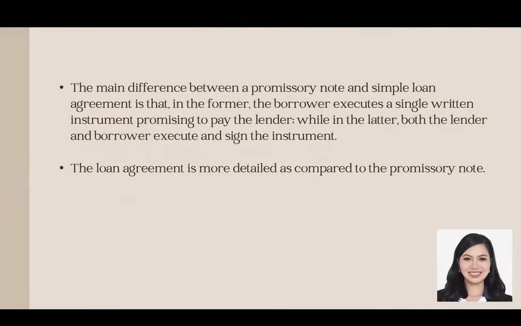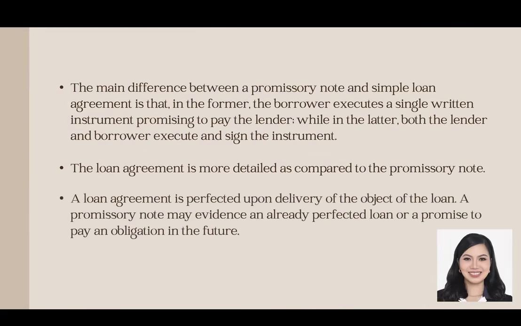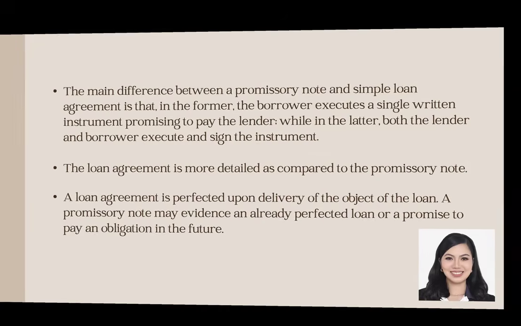The main difference between a promissory note and a simple loan agreement is that in the promissory note, the borrower executes a single written instrument promising to pay the lender, while in the simple loan agreement, both the lender and borrower execute and sign the instrument. So that is a bilateral contract. So the loan agreement is more detailed as compared to the promissory note. A loan agreement is perfected upon delivery of the object of the loan. A promissory note may evidence an already perfected loan or a promise to pay an obligation in the future.